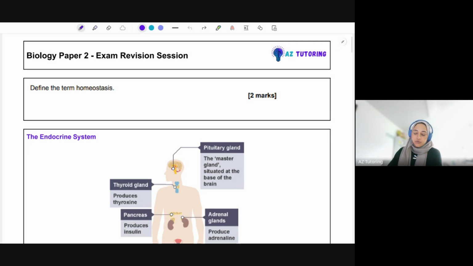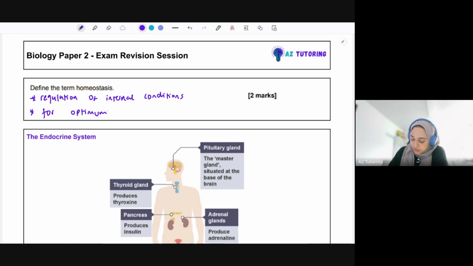So define the term homeostasis for 2 marks, which tends to come up almost every single year. The 2 points they want are, for the first mark, the regulation of internal conditions. And the second mark is explaining why we need regulation of internal conditions, and it's for optimum functioning. We want our bodies to be at the most optimum condition they can be. So for 2 marks, make sure you state those 2 points clearly.